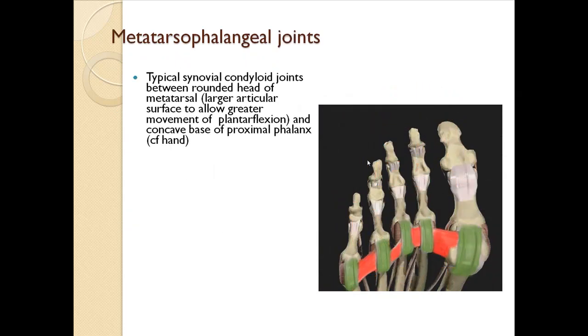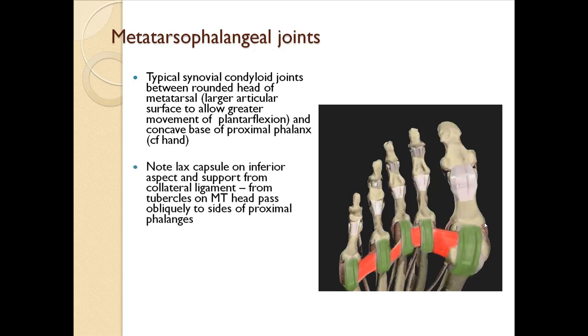Moving distally, at the heads of the metatarsals, so here's the fifth metatarsal, over here we've got the fourth metatarsal, we've got a series of condyloid joints. The rounded heads of the metatarsals form the ball part of the condyloid joint, and they articulate with the socket at the base of the proximal phalanges of all of the toes. These are the metatarsophalangeal joints, and they are typical synovial condyloid joints. So they are modified ball and socket joints that only allow biaxial movements. They will allow flexion and extension and ab and adduction. These can be directly compared with the metacarpophalangeal joints that we find in the hand.